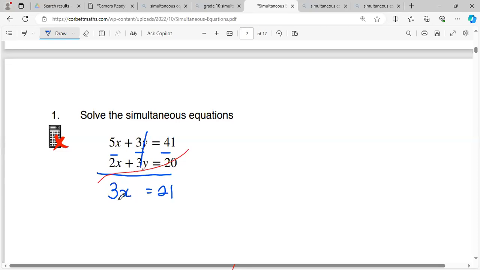So right away, we can find the value of x. So we'll just divide by 3. So x is equal to 21 divided by 3, which is 7. So now you can substitute in any one of them. I'm going to use the 2x plus 3y equal 20 because the numbers are smaller. So it's much easier to deal with the numbers when they are smaller. So I'm going to use this one.